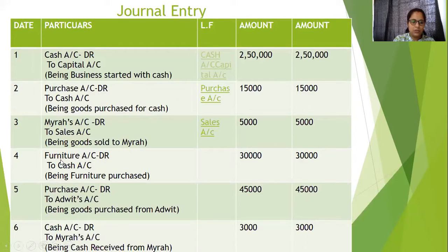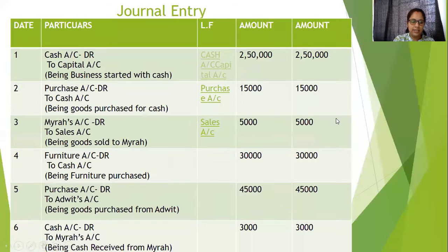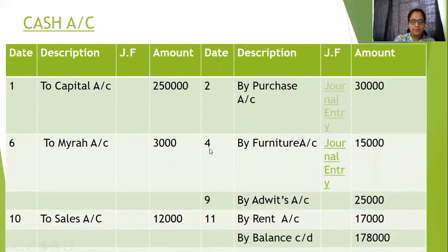Cash is decreasing. Okay. So why is it decreasing? Because we are purchasing furniture. So in the cash account, we will write by furniture account, amount 15,000. Okay. Again, when we check the journal entry, yes, again there is one cash related transaction. What is that transaction? Cash account debit to Myra's account. So here we are receiving cash from Myra. So cash is increasing in the business. It is debited. Why is it debited? Because we are receiving from Myra. So we will write the reason on the debit side, to Myra's account. Again, when we check our cash account, we will see to Myra's account 3,000, right?